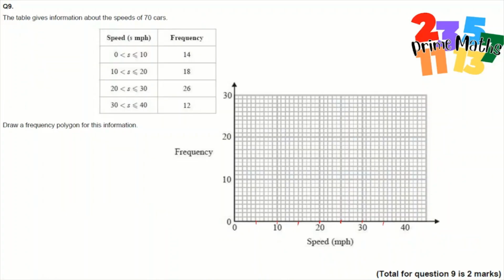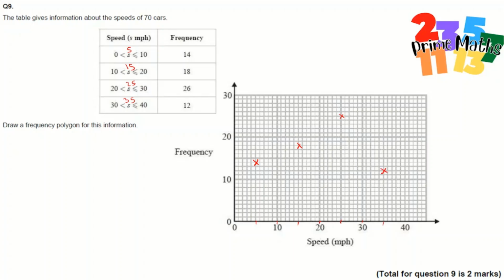The next question wants us to draw a frequency polygon. For a frequency polygon, we plot the midpoint against the frequency. Our midpoints are 5, 15, 25 and 35. So I'm going to plot our midpoint of 5 against 14, 15 against 18, 25 against 26, and the last one of 35 against 12.